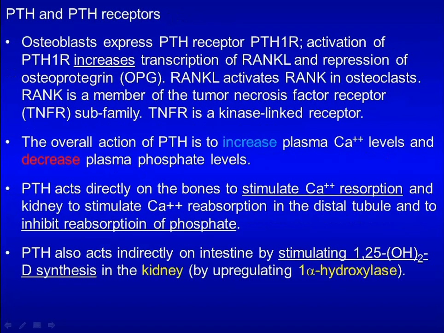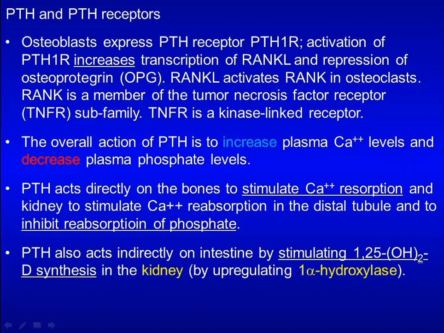Osteoblasts express PTH receptor PTH1R. Activation of the receptor increases transcription of the RANKL gene and represses the osteoprotegerin gene. RANKL activates RANK in osteoclasts. RANK is a member of the TNF receptor subfamily. The overall effect of PTH is to increase plasma calcium levels and decrease plasma phosphate level.